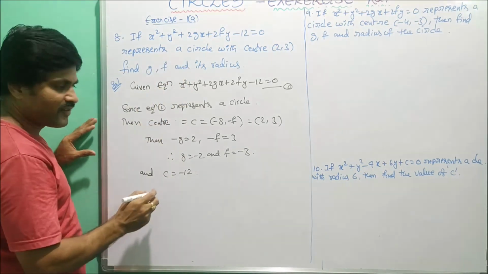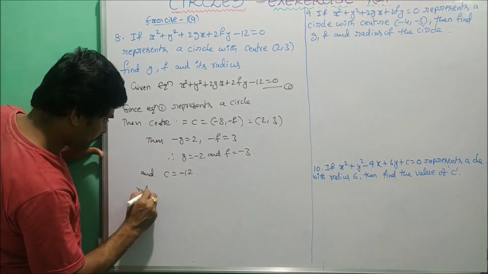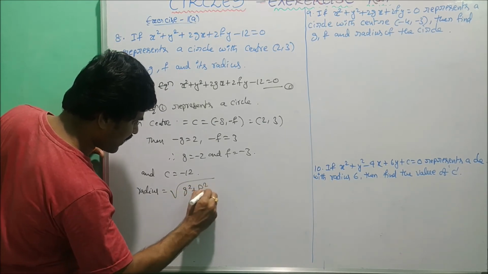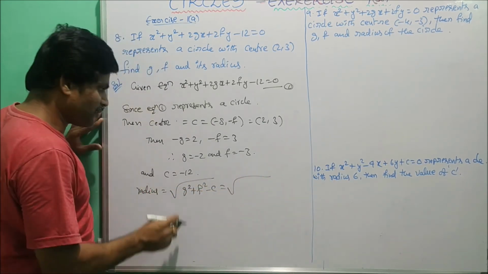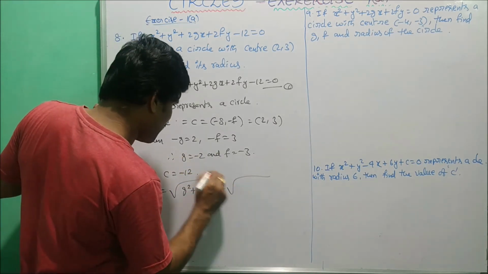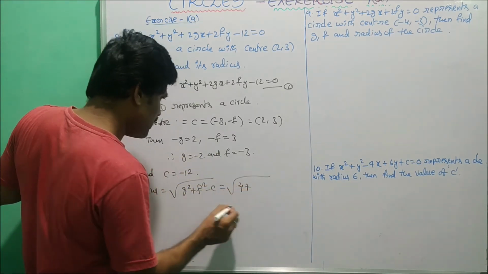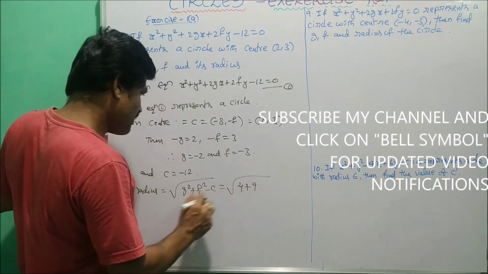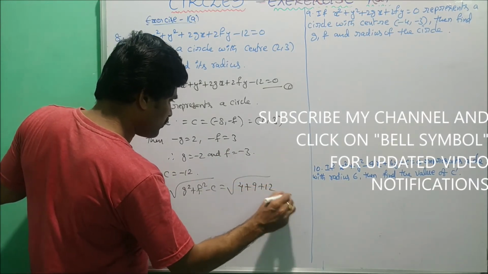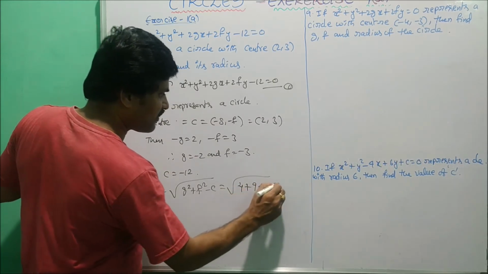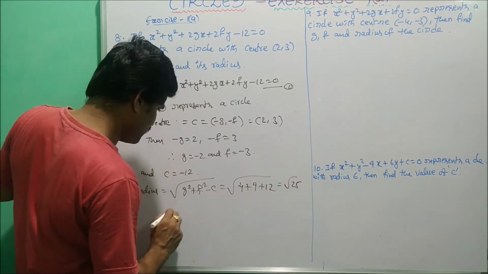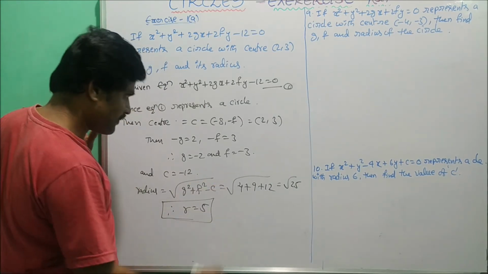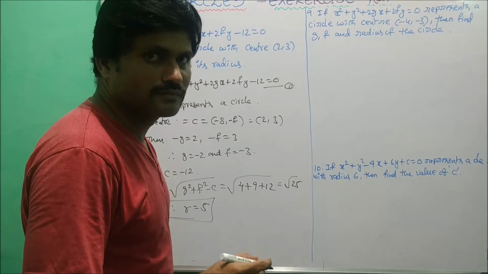To find the radius using the radius formula, radius equals square root of g square plus f square minus c. In this we substitute g, f and c. Minus 2 whole square means 4. Minus 3 whole square means 9. Minus of minus 12 is plus 12. Here 4 plus 9 plus 12 gives 25, square root of 25. Therefore radius equals 5. This is the radius. So this is the solution for this sum.